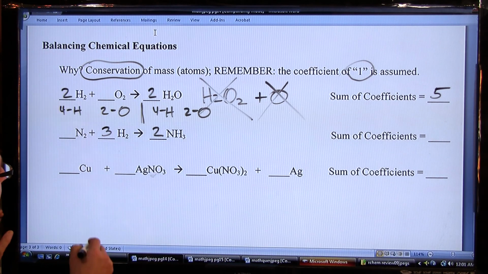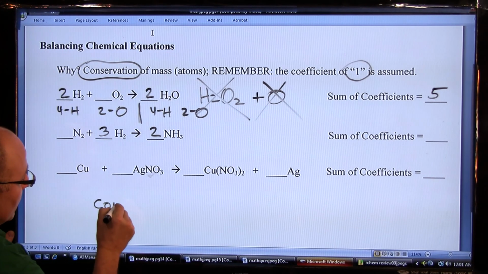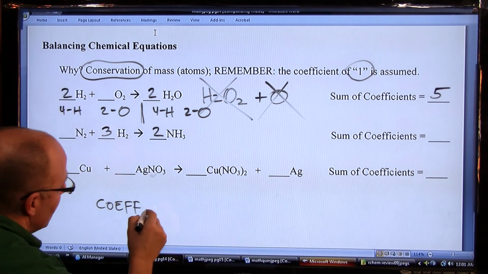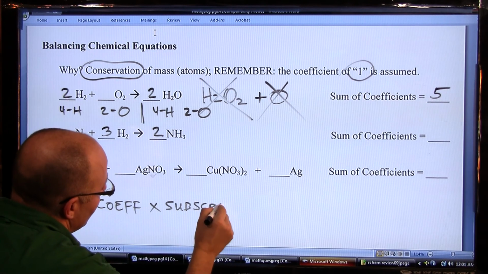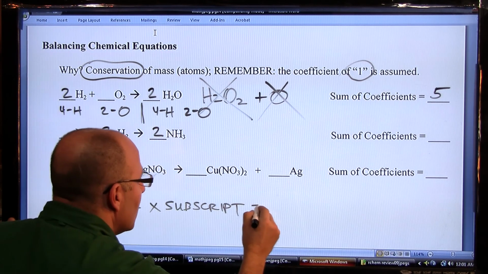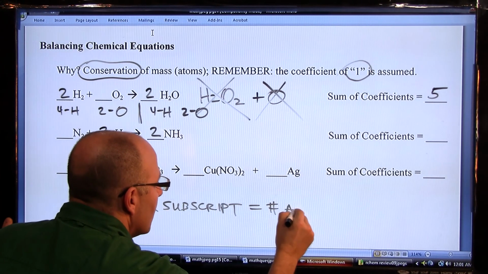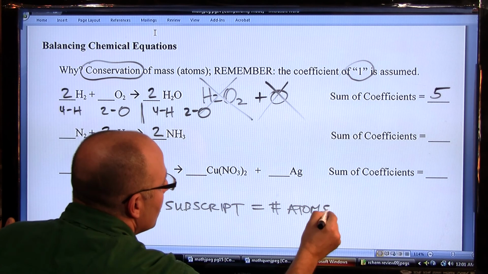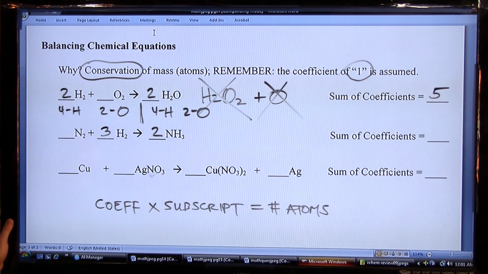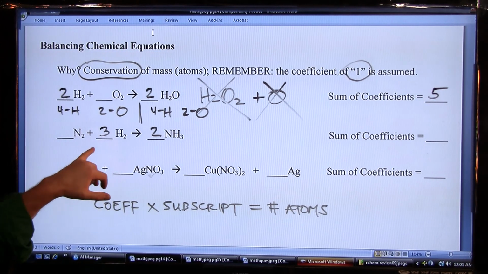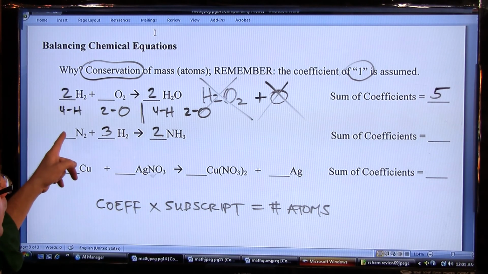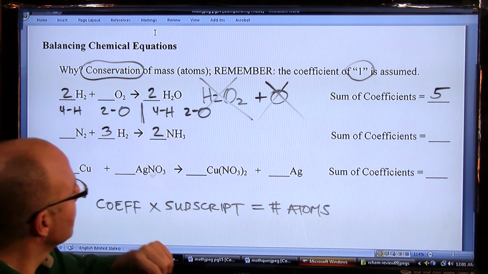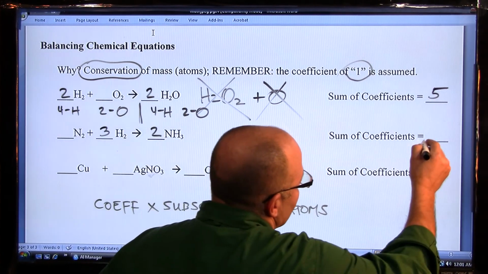Remember, it's always the coefficient times the subscript is going to give you the number of atoms of each element. Okay, let's try this one here. Again, for the sum of the coefficients, it's 2, 3. Don't forget the 1. I'm not going to write it in. And that's going to give you a sum of 6.